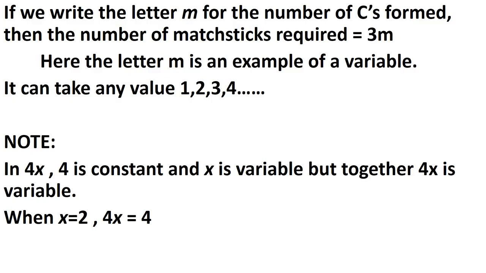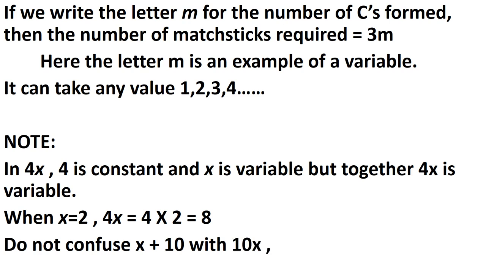When x equal to 2, it means now we are taking the value of x as 2. So what does it mean? 4x means 4 multiplied by x. So when x equal to 2, it is 4 multiplied by 2, which is equal to 8. Don't write it as 42. 4x is 4 multiplied by x. Now, whatever the value of x is, you can put it there. Do not confuse x plus 10 with 10x. They both are different. In x plus 10, we are doing plus. And 10x means 10 multiplied by x. They are not the same. They are different.